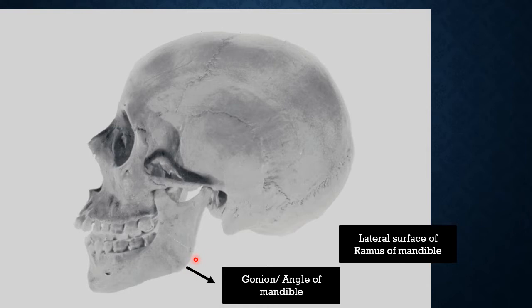Okay, and next one is the lateral surface or external surface of the ramus of mandible. They may mark this area and ask you to identify the marked area and mention the muscle which is attached to this particular area. That is how they may ask in the examination. Okay, that is about the skull.